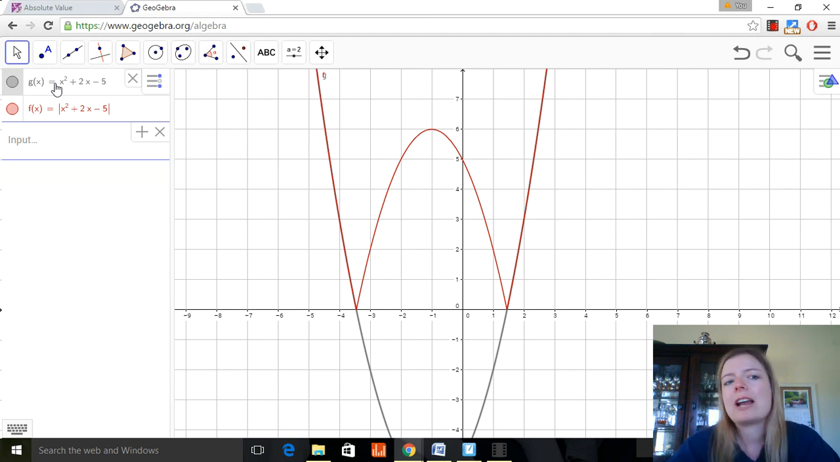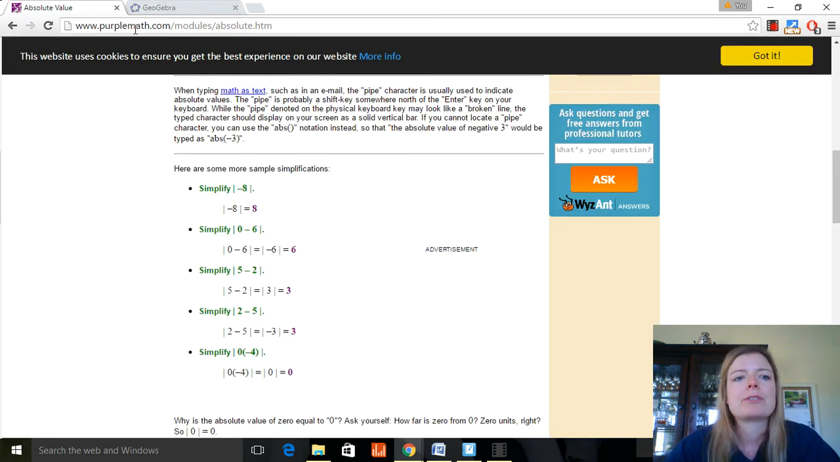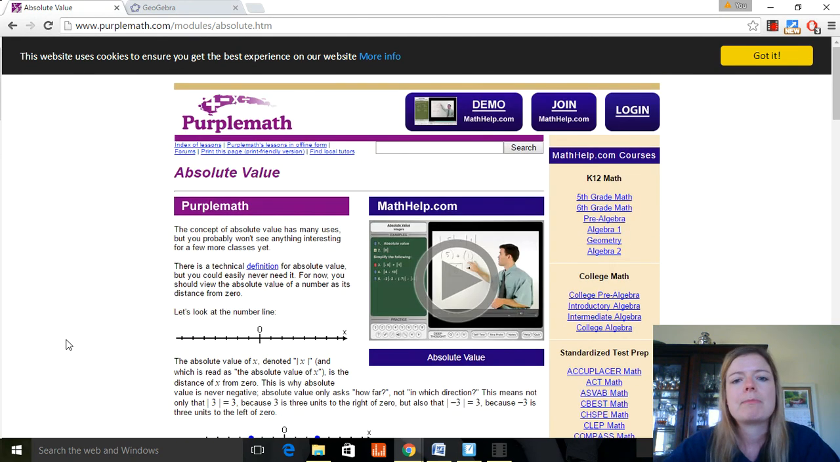Anyways, that is your note on absolute value. You can also head over to purplemath.com and search absolute value if you'd like to learn more about what that is, if you found anything confusing.